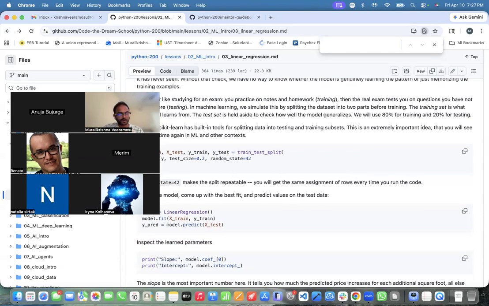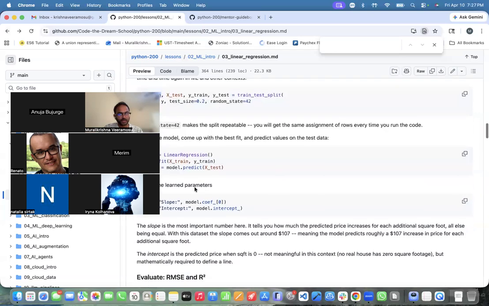Yeah, so this is how we split the test and train set. Here we are saying 0.2, which means 20% of values are taken as the test set. The remaining 80% are taken as the train set. And then we pass the train set to the model.